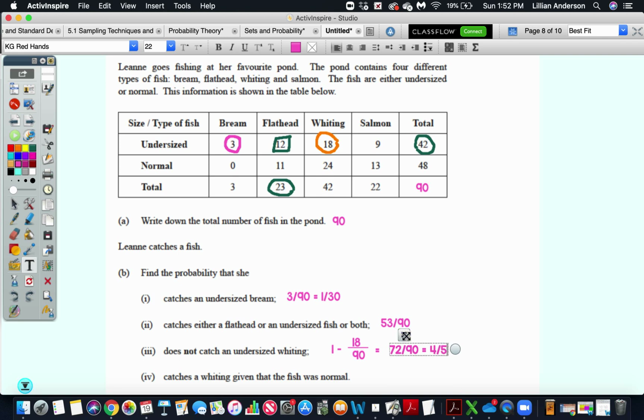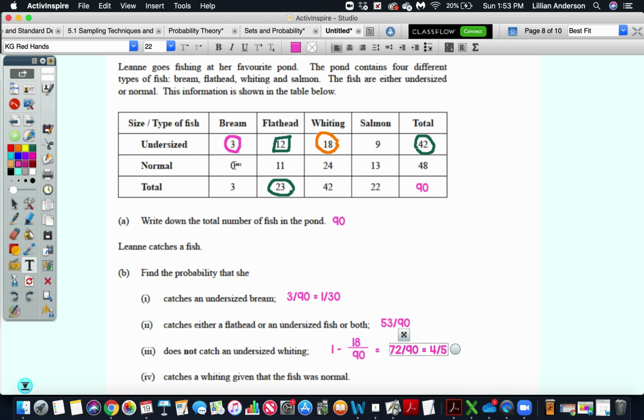Now, if you're like, I don't understand how you did the 1 minus part, well, if I were to count up 3 plus 12 plus 9 plus 13 plus 24 plus 11 plus 0, that would give me 72. And that basically represents all the other fish that aren't undersized whiting. The easier way would be to do the complement, because the complement is based on everything else that's not an undersized whiting.